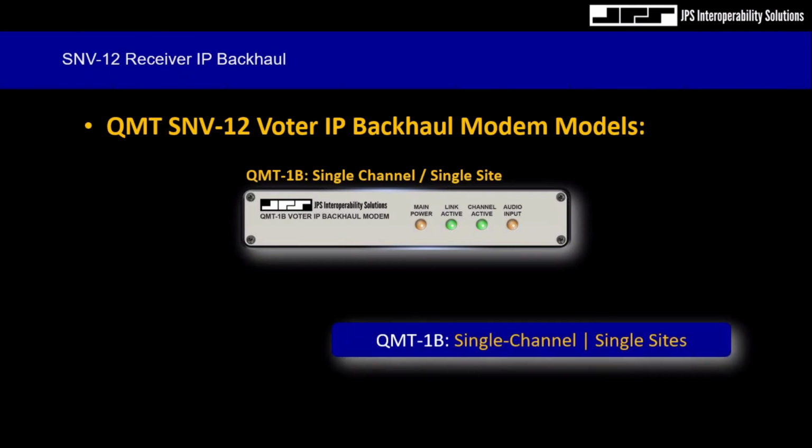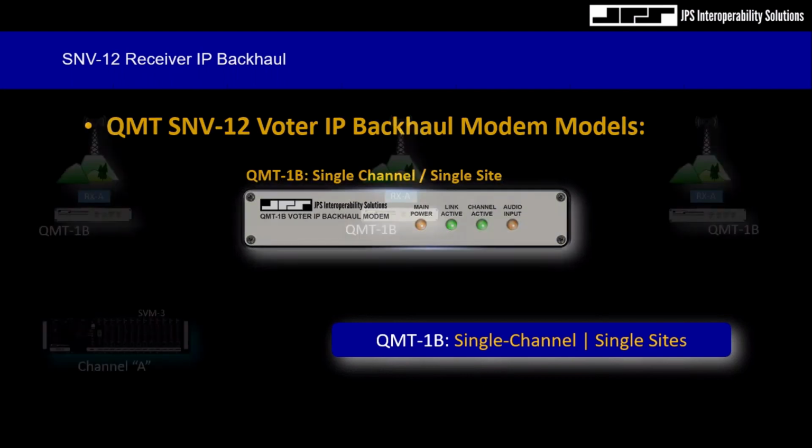There are two quality measurement transport backhaul modem models, and the QMT1B IP backhaul modem will support a single channel at a single site and has a 4-wire receive and transmit audio interface. It also will accept either an active high or an active low COR control signal from the receiver. It'll also accept 2175 hertz or 1950 hertz pilot tone. It also contains remote controllable receive and transmit audio pots. This means you do not have to visit the receiver site to adjust the receive and transmit audio levels, which is very convenient. And the QMT1B is also E&M capable on the transmit side.